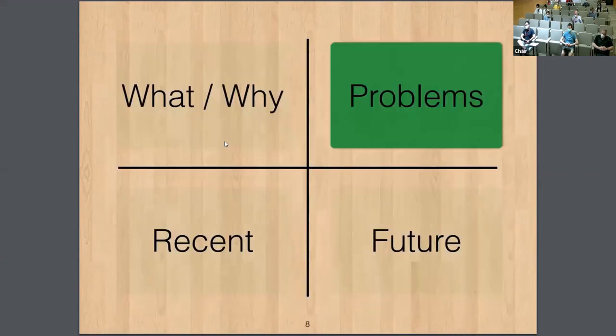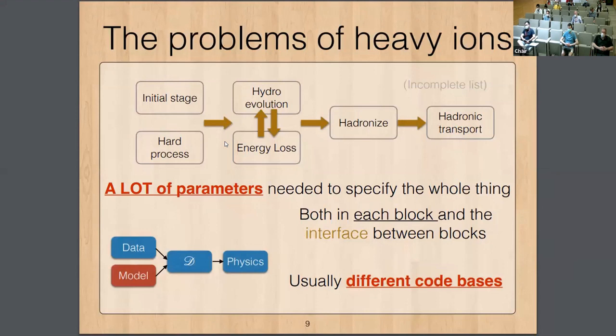Now let's move on to the problems we're trying to solve in heavy ion collisions. In heavy ion collisions, things are complicated. I see two main things that we have to get past if we want to successfully understand things from this. One of them is that in heavy ion modeling, there are a lot of blocks of different pieces. For example, we have the initial states, we have hard processes, we have the hydrodynamic evolution, and so on and so forth. This is an incomplete list. We can write down a lot of things.